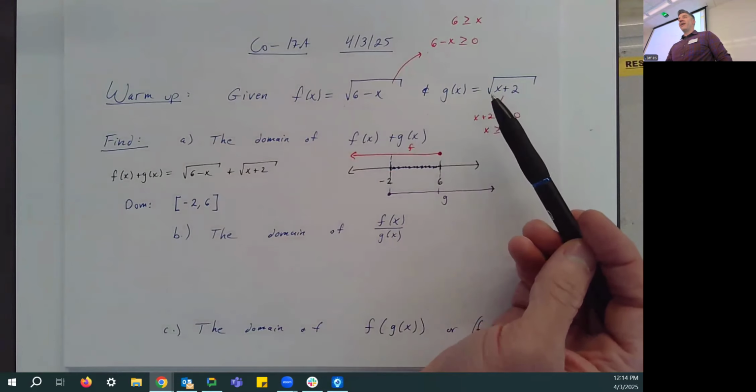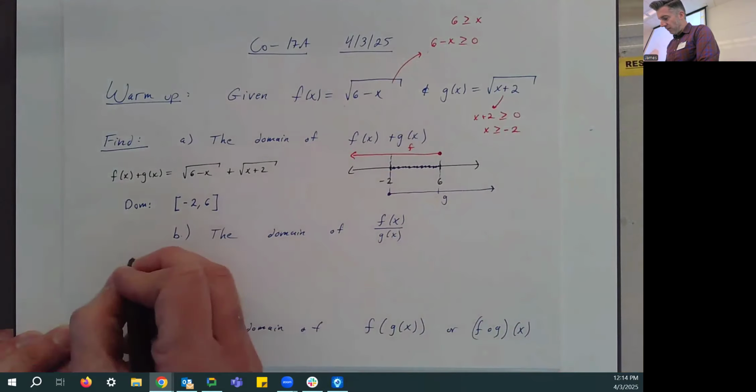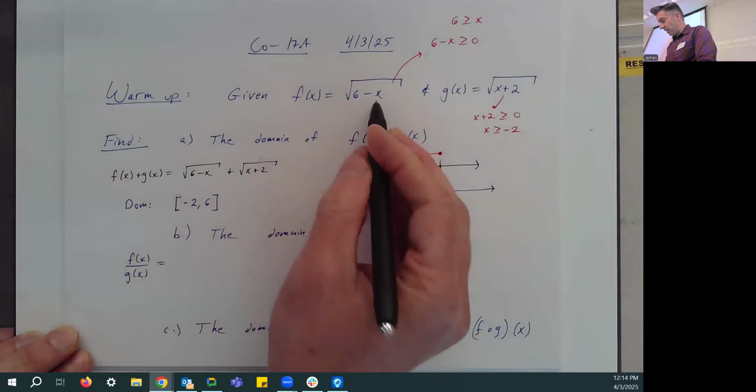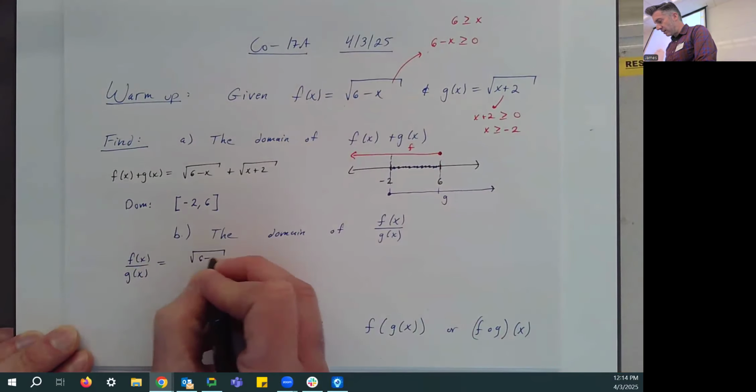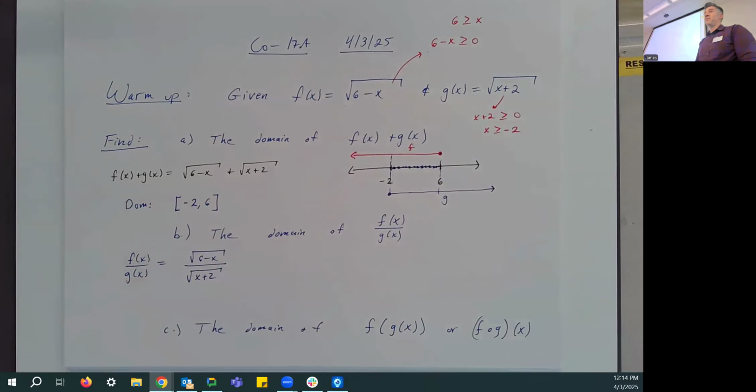And if we divide them, the domain is almost the same, except we have to look out for the possible division by 0. So when we divide these two functions, f of x divided by g of x is equal to, f of x was that one, the square root of 6 minus x divided by the square root of x plus 2. I don't really want to simplify that at all if I'm talking about domain, even though I could write that as the square root of 6 minus x divided by x plus 2. I still want to see what values of x make this thing defined.